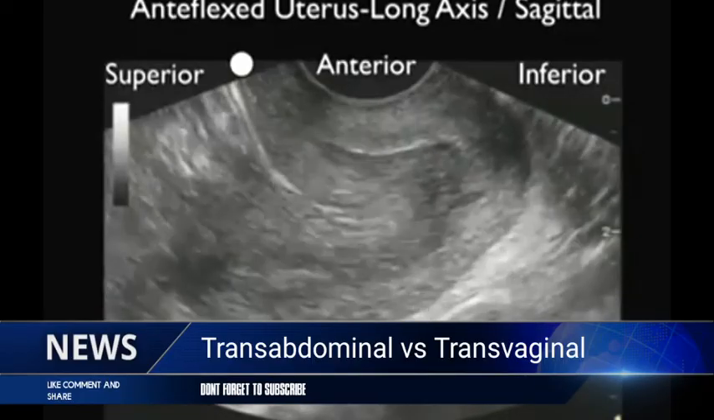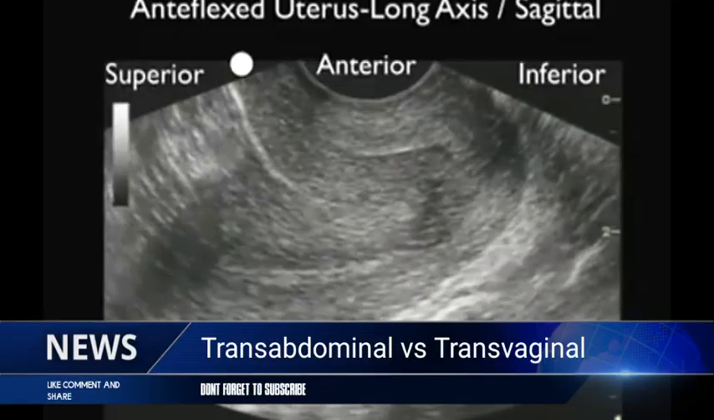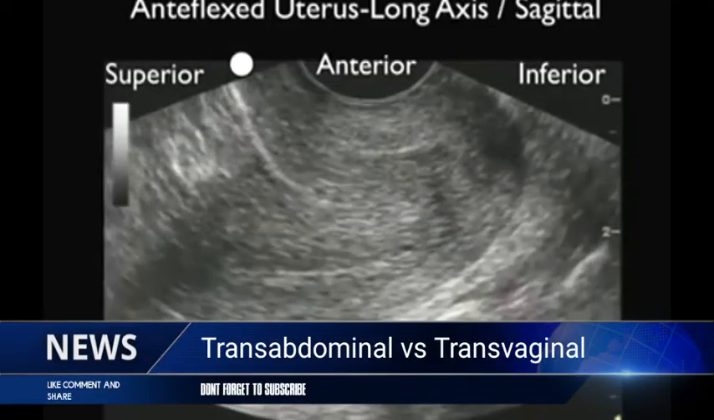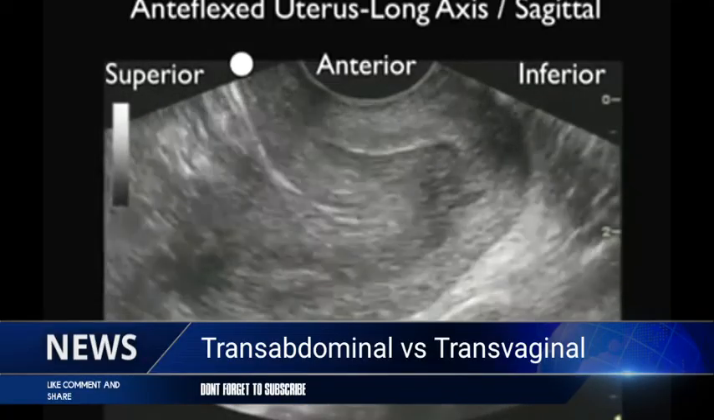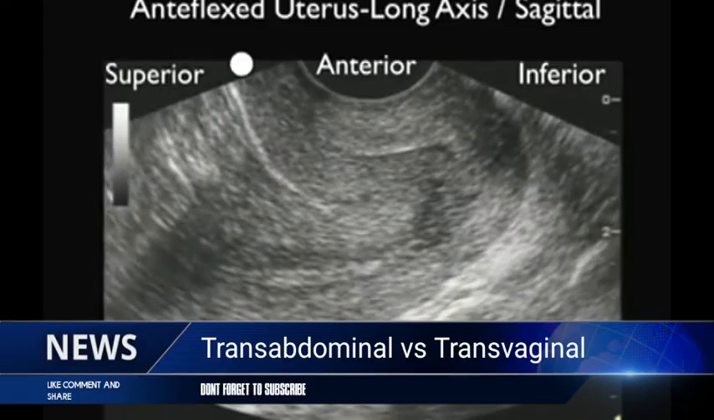Next, let's take a look at an antiflexed uterus as taken from a long axis or sagittal plane. We see here superior to the left of the screen, inferior to the right, anterior to the top of the screen, and posterior all the way down to the bottom.